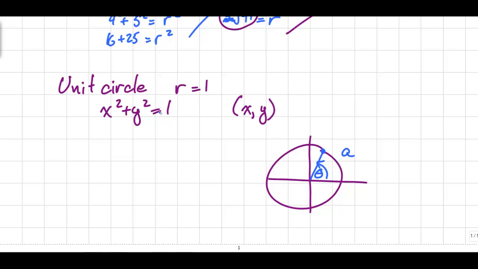Another thing to note about the unit circle, and remember from section 4.1, the arc length is equal to theta in radians times the radius. Well, if the radius is 1, then that means the arc length is equal to theta. So on the unit circle, the length of that arc that's subtended by the angle is the same as theta.